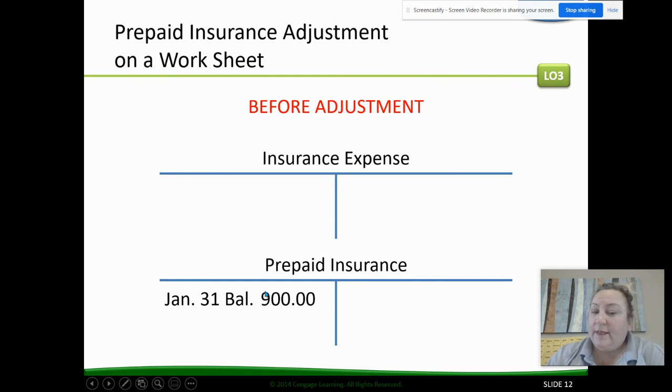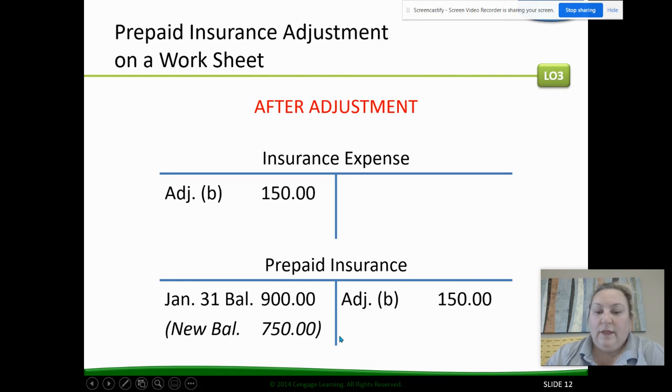Prepaid insurance has an amount. Okay. And every month they tell us, okay, every month we're going to deduct $200 or $300, depending on how much money we paid and for how long. And then we're going to figure out how much we used for that month. So in this case, our adjustment, notice it's labeled B. Our adjustment is $150. So we used $150 of it.